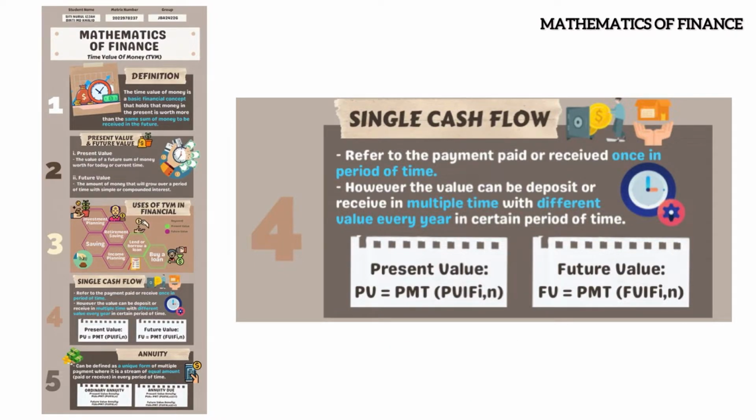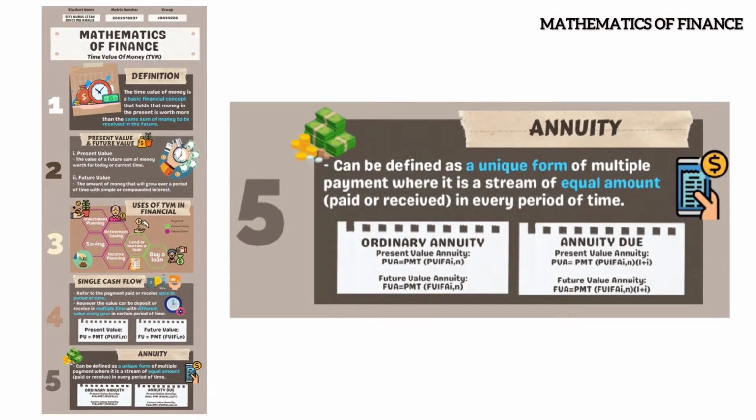There are two formulas for single cash flow, which are present value and future value. For present value, the formula is PV equal to PMT, which is payment, times PVIF interest times period of time. For future value, the formula is FV equal to PMT times FVIF interest times period of time. Lastly, annuity. Annuity can be defined as a unique form of multiple payment where it is a stream of equal amounts which is paid or received in every period of time.